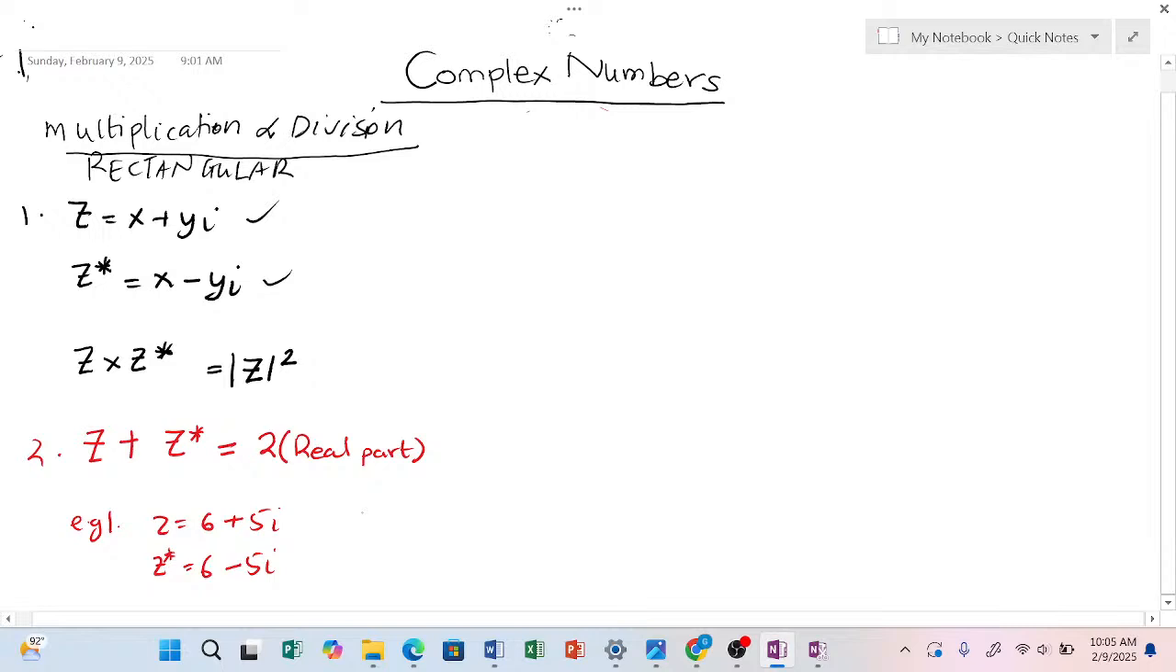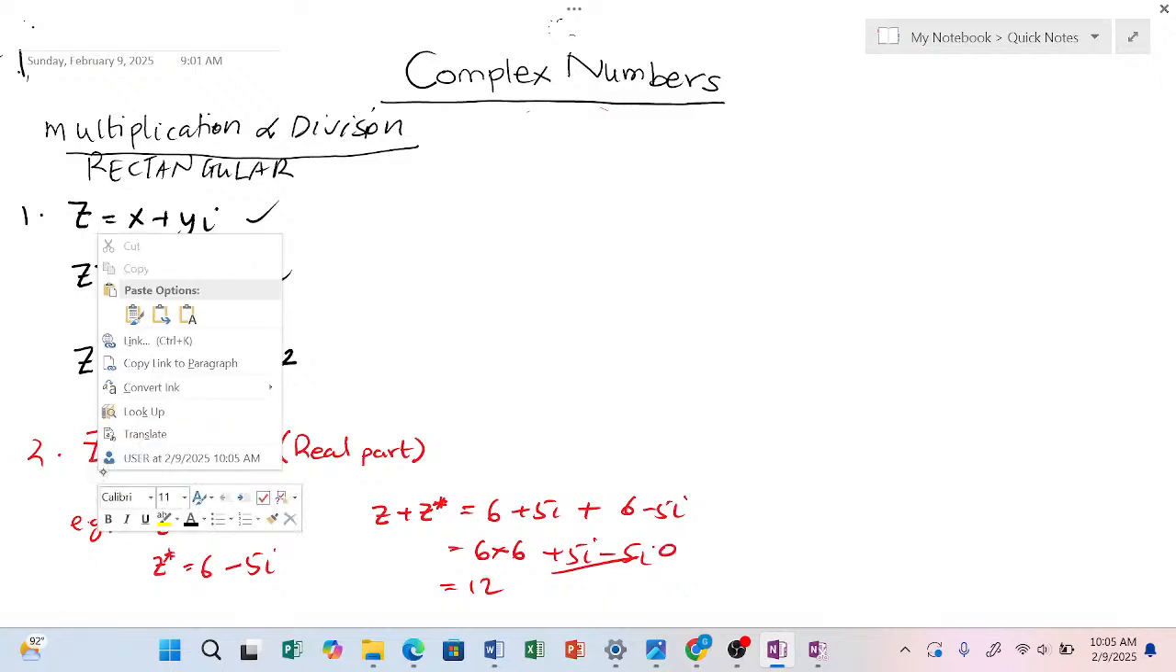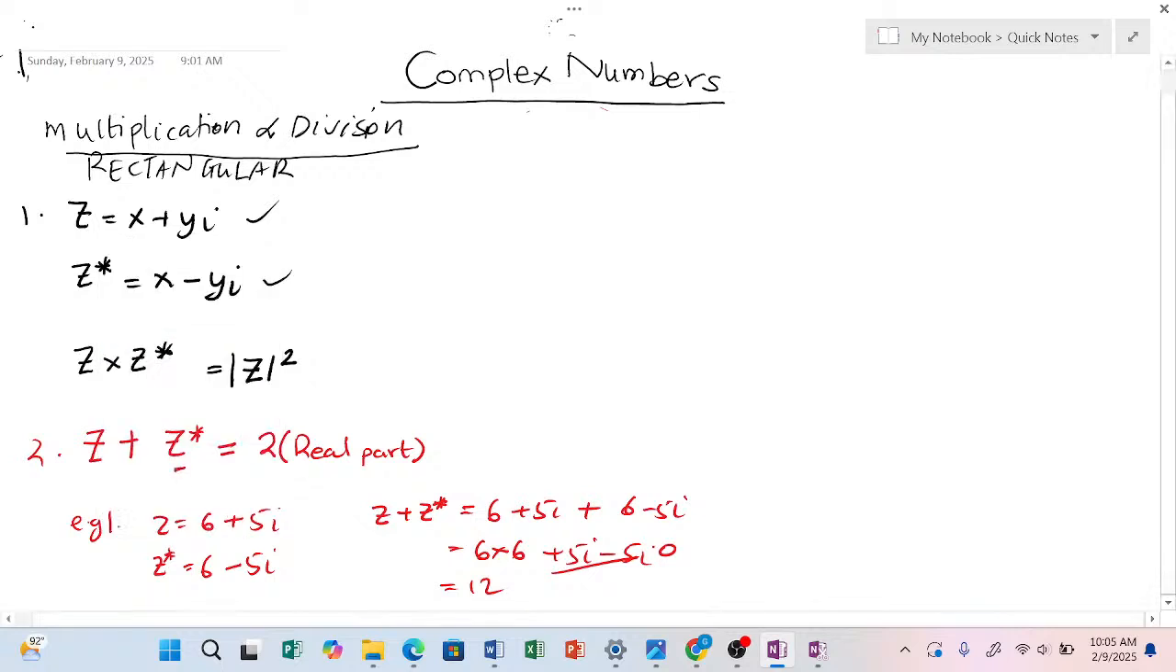So if we have z plus its conjugate, which is 6 plus 5i plus 6 minus 5i, grouping like this, I'm going to get what? 6 plus 6 plus 5i minus 5i. And this is what? 12. This will go to what? 0, right? And so we are saying that if I have a complex number and its conjugate, add them, it's equal to 2 times the real part.